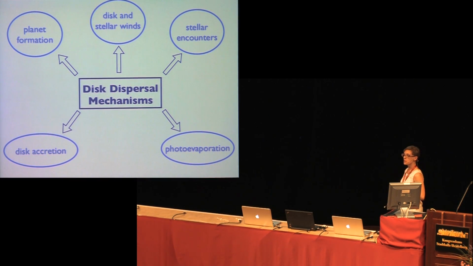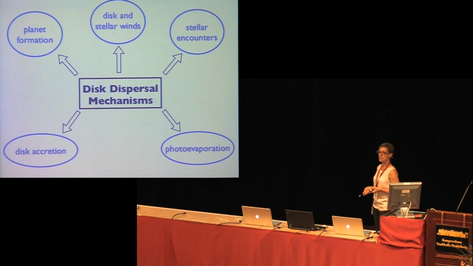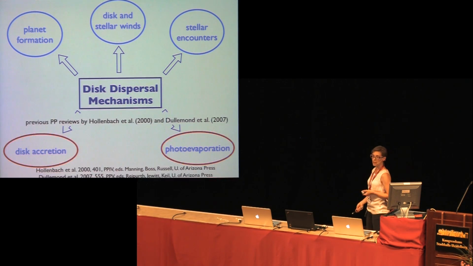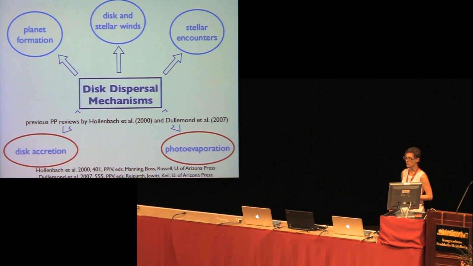Now, previous Protostars and Planets review chapters have done an excellent job in comparing different disk dispersal mechanisms, some of which are listed here on this slide. And they came to the conclusion that two of them, namely disk accretion and photoevaporation, are the dominant mechanisms. So let me tell you a couple of words about these two mechanisms.